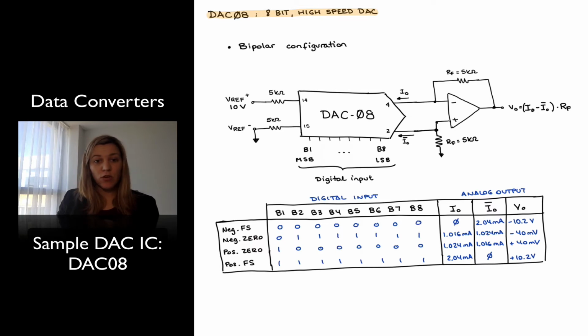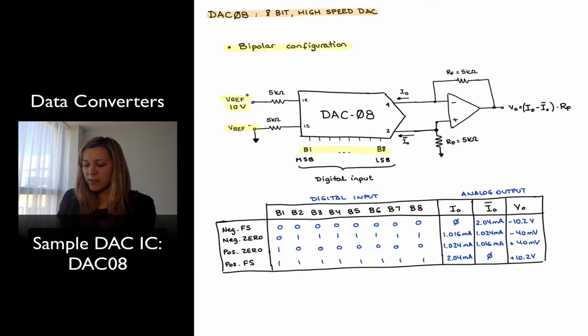Next, we're going to take a look at the DAC08 in a bipolar configuration. Notice that this has almost identical connections as before. I still have my digital input being applied, my Vref minus tied to ground, and my positive Vref set to 10 volts.